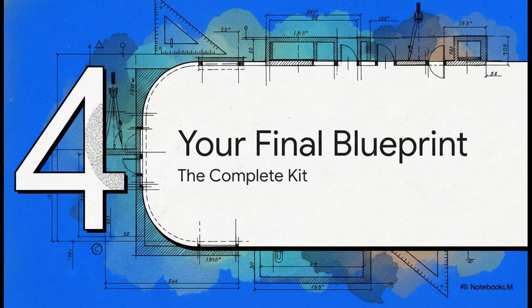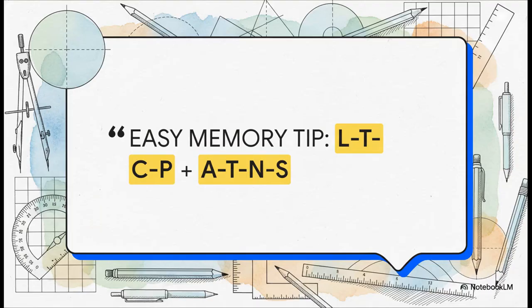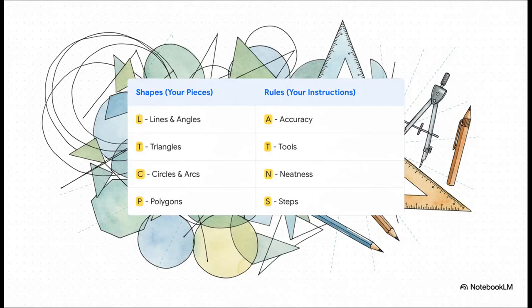All right, let's wrap all this up. We're going to put everything together into one final blueprint, like a quick reference guide so you can remember everything that's in your new geometrical construction kit. And to make this super easy to remember, I've got a fantastic little memory tip for you. All you have to remember are these letters: LTCP plus ATNS. I know, sounds weird, but stick with me. And here's what that all means, broken down nice and simple.